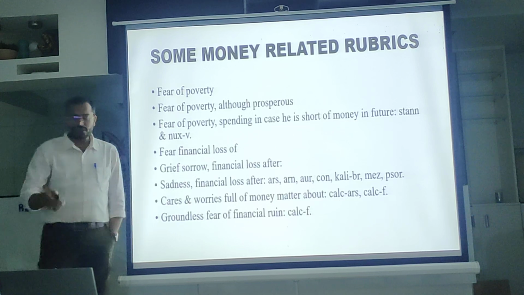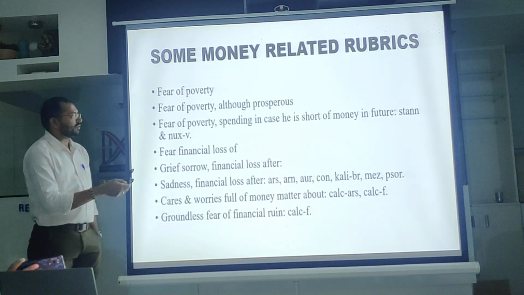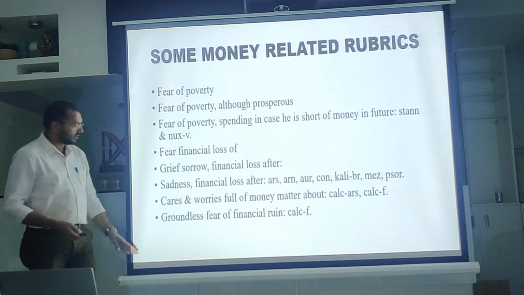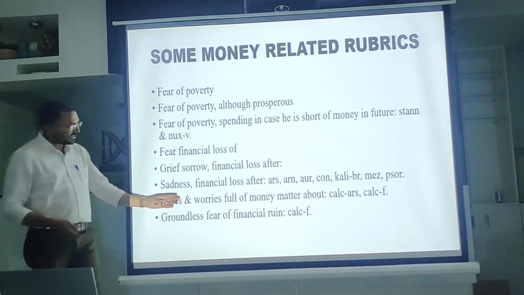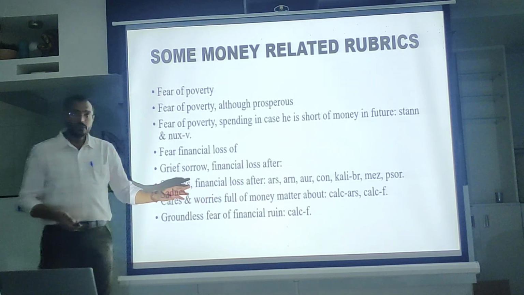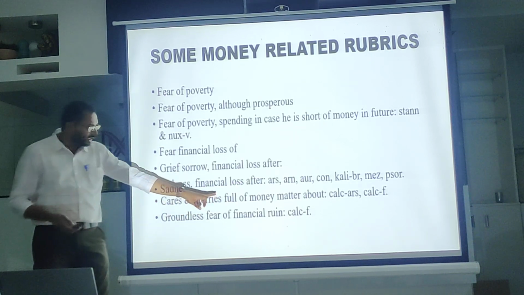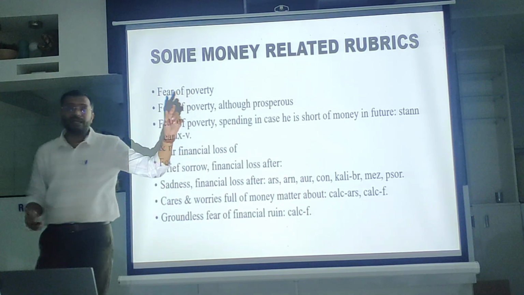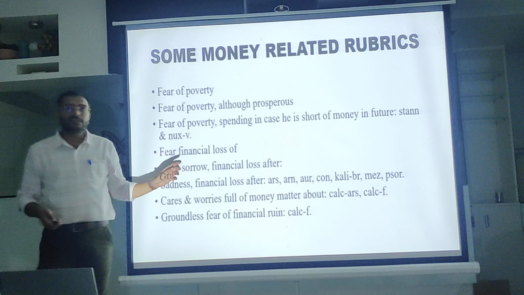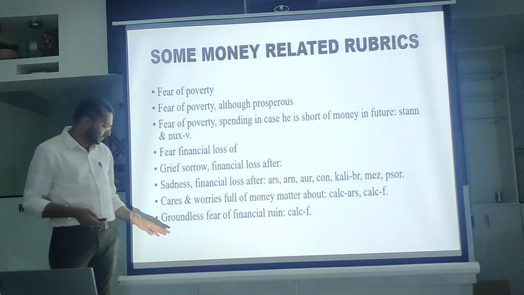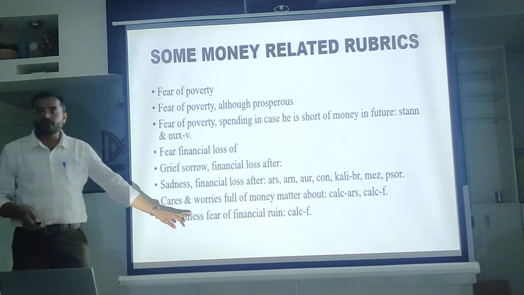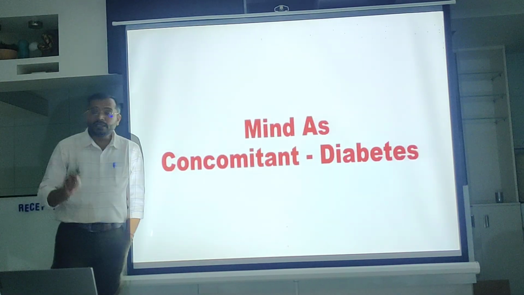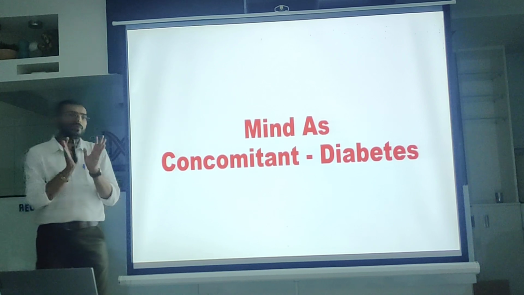Fear of poverty, as you all say, although prosperous, fear of spending, short of money in future: Nux vomica and Sternum. Fear of financial loss, grief from financial loss, sadness from financial loss, cares and worries full of money matter about. When you think of cares and worries about money matters, Calcarea ars and Calcarea fluorica are among the remedies. Everywhere I have mentioned a certain remedy, because this remedy stands very high in diabetic cases. Groundless fear of financial ruin: Calcarea fluorica, Boric, one-liners. Now, these are the few rubrics related to money.